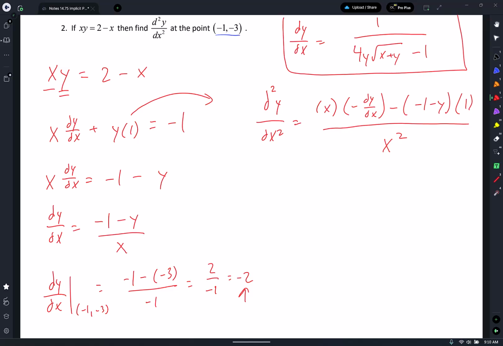Now I have a dy/dx there, but notice I have a negative in there. So instead of negative 2, I'm going to plug in a positive 2. So let me evaluate d squared y over dx squared, evaluated at negative 1, negative 3, is equal to negative 1 times the negative 2, so I'm going to plug in 2. Is everyone okay with me plugging in 2? Minus negative 1 minus a negative 3, so plus 3, right? Okay. Times 1, all divided by negative 1 squared.